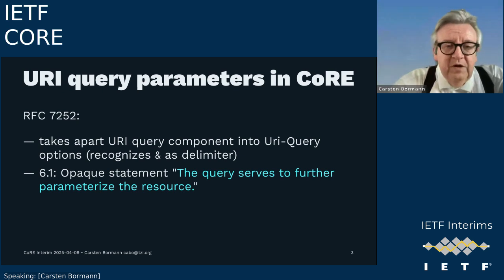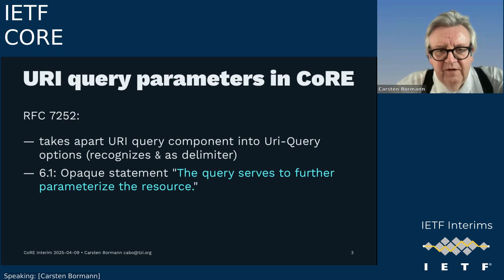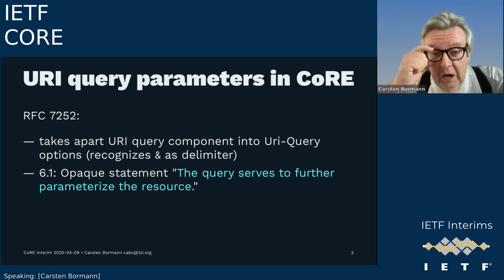So URI query parameters are defined in the CoAP specification. CoAP takes apart the URI query component, which in HTTP is just one long string, and uses the ampersand character as a delimiter and makes 0 or more URI query options out of that. And there's nothing special about queries, except there is this one slightly opaque statement: the query serves to further parameterize the resource. I think that's wrong, but it's not that wrong.